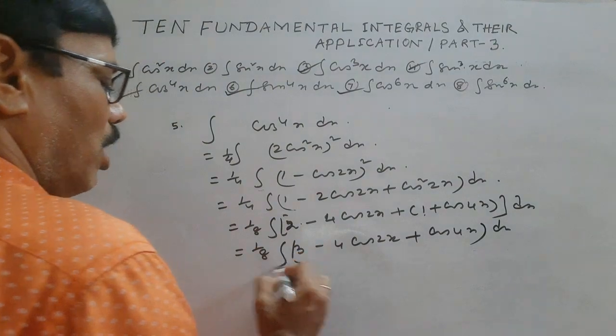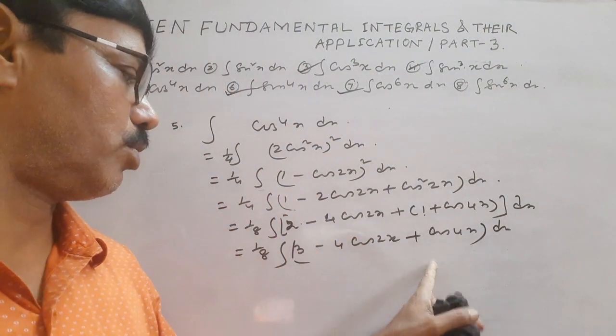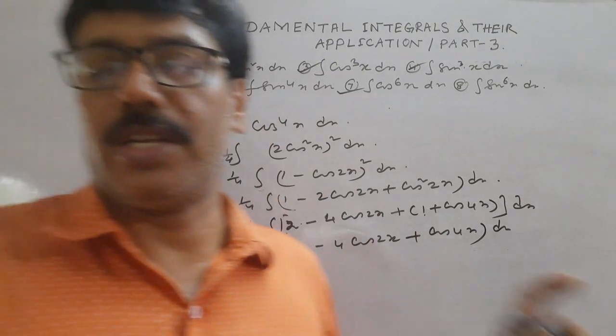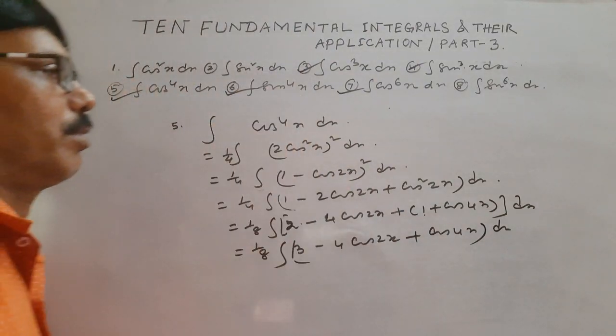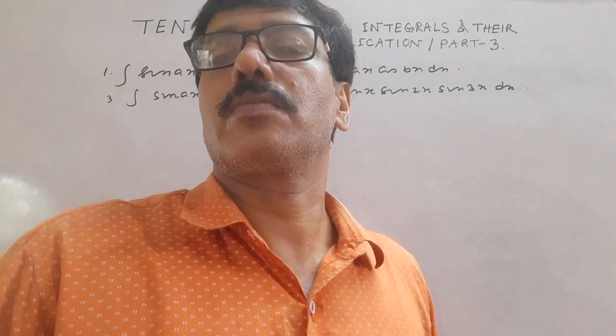So all are in standard form. Cos 4x gives sin 4x by 4, cos 2x gives sin 2x by 2, so 3x. So you can easily integrate it. So they are of the same type. You complete the rest part.